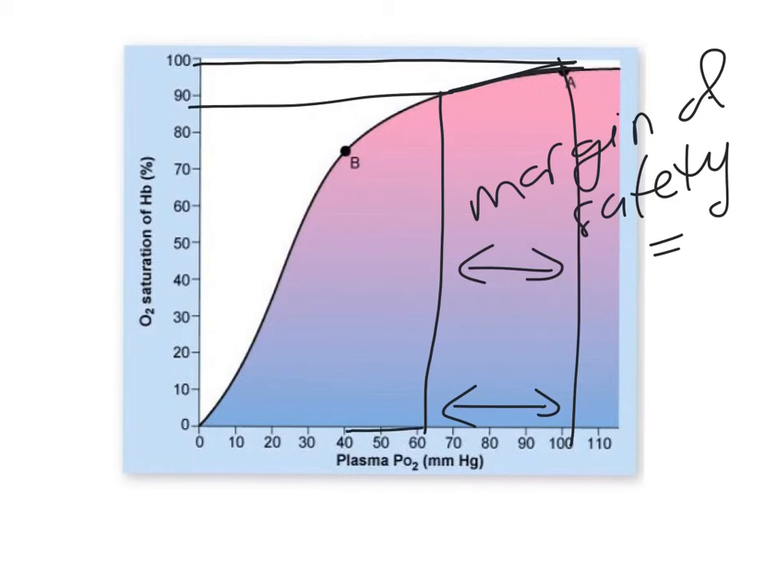Now beyond that, you'll see here, when we're getting to the resting cell, that we're starting to get into the steeper part of the curve, and the affinity actually does start to significantly decrease.